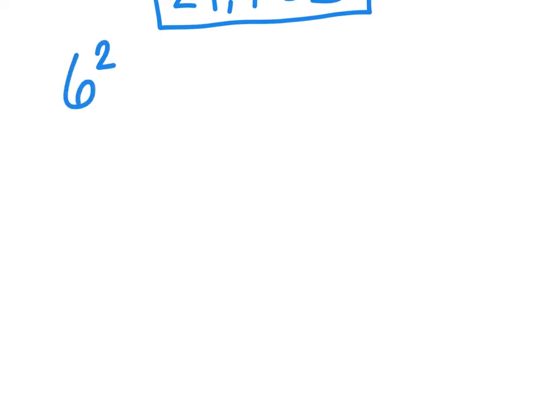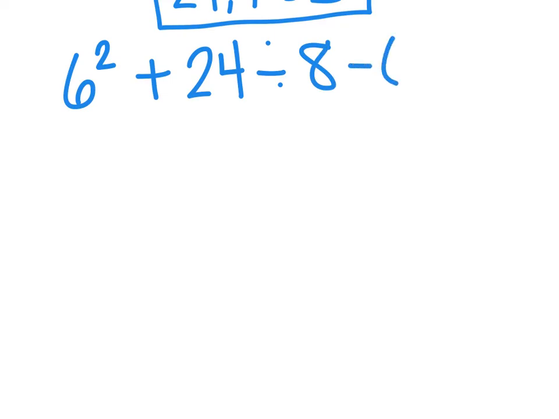So we're going to work through 6 squared plus 24 divided by 8 minus 2 squared times 3. Alright, so order of operations is parentheses, then exponents, multiply and divide from left to right, and last, add and subtract from left to right.